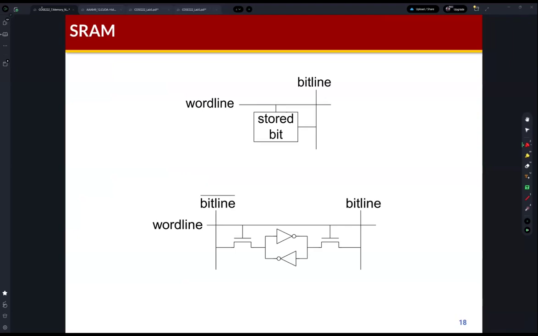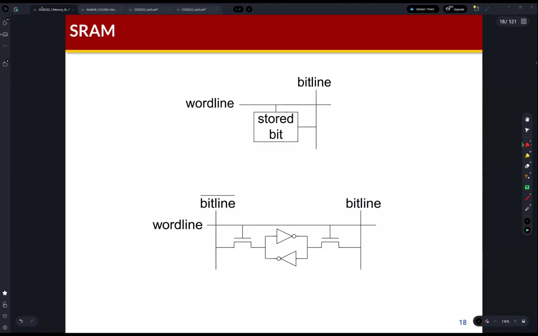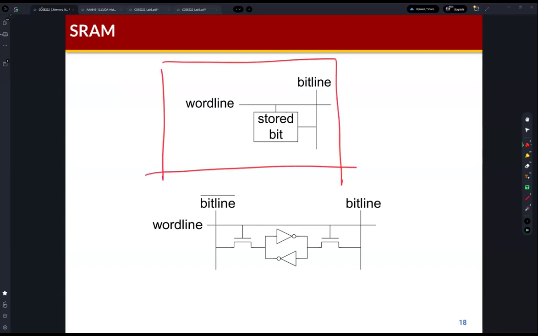Okay, so this is the basic knowledge on memory. And then, this is the SRAM. I mentioned that all memory devices have this structure, the word line and bit line. The SRAM, we can implement like this.